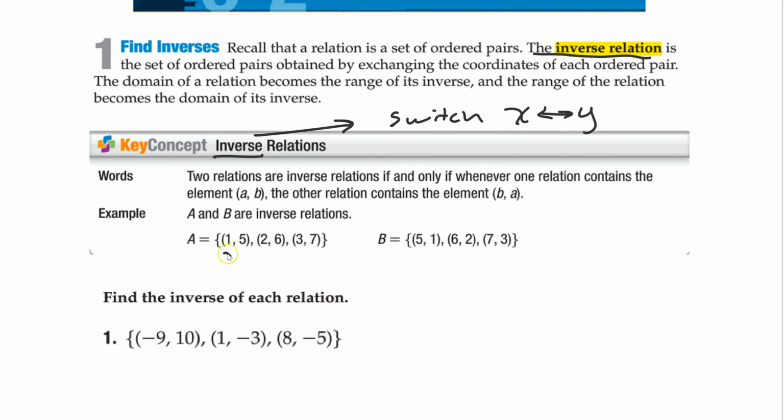Look right here. There's x and y, x, y, x, y. You want the inverse relation? Switch it. So 5, 1, 6, 2, 7, 3. That's all. You literally just switch them. Don't do anything else. Now, is that a function?